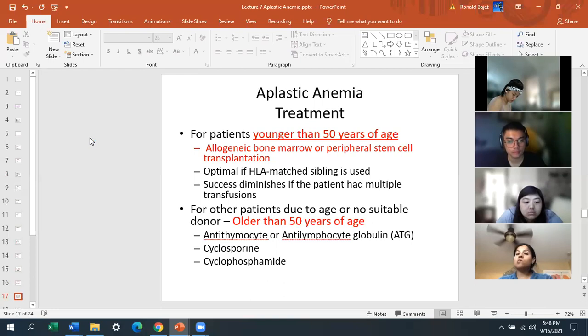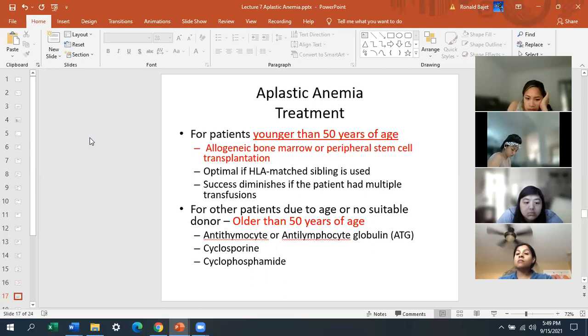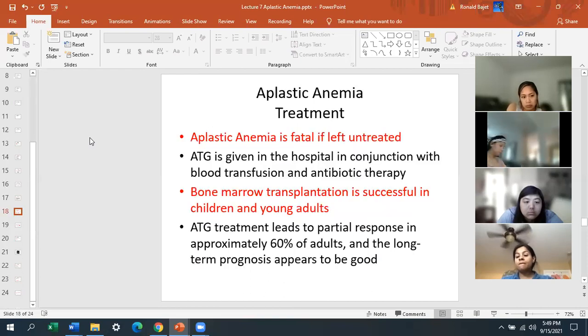For patients older than 50 years of age, then the stem cell transplant or the bone marrow transplant is not appropriate and will be unsuccessful. So the treatment is ATG or anti-lymphocytic globulin or anti-thymocyte globulin. Okay, you can also give cyclosporine or cyclophosphamide, cyclosporine or cyclophosphamide or ATG. Those are for the patients 50 years of age or older. If you don't treat aplastic anemia, then it can be fatal.